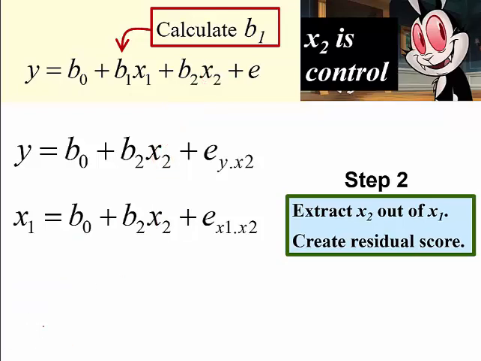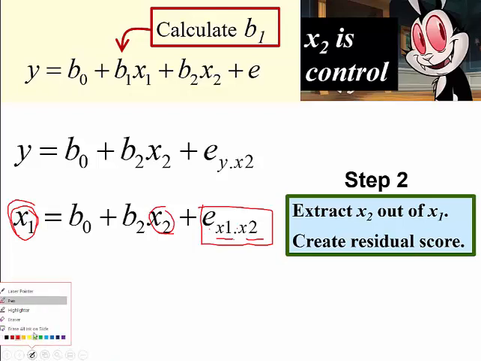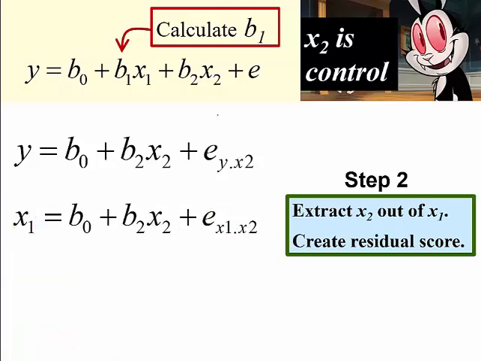And then in this equation, I get my error, or my residual. At this point, I'm going to give it the subscript E subscript x1 period x2, meaning it's the error for x1 controlling for x2. Or in other words, it's the error for x1 with x2 extracted out of it. So now I've created two residual scores. I have the residual for y with x2 extracted out, and the residual for x1 with x2 extracted out.